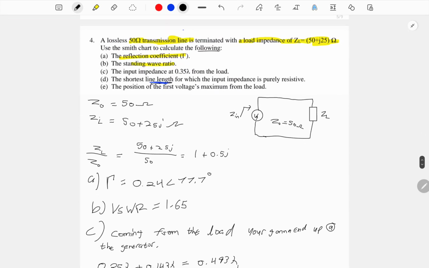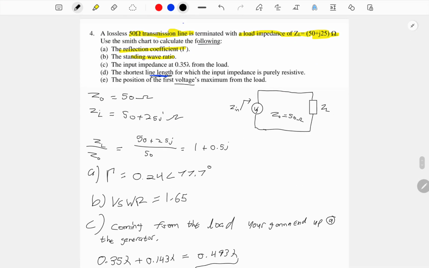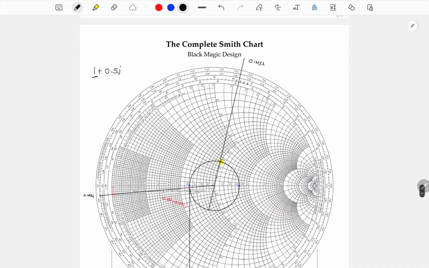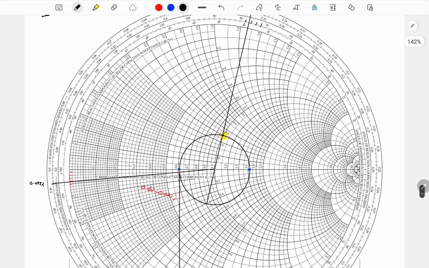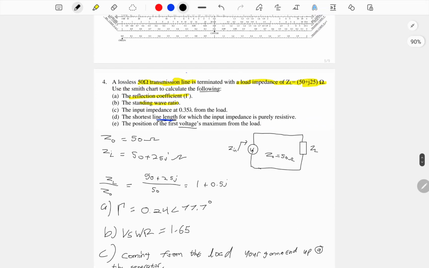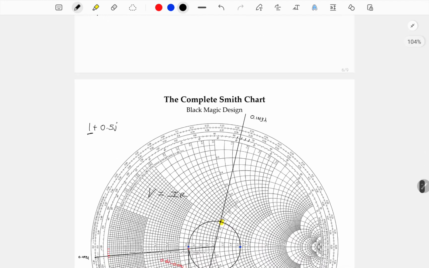And the position of the first voltage maximum from the load. So voltage maximum means short circuit. Let's not worry about the circuit. Look at the Smith chart. So the position of the first voltage maximum, so where voltage is maximum? Where does it say voltage on the Smith chart? There's no voltage, there's no current. It doesn't say, but think about it like this. V is equal to IR. So if R is infinity, then V is also infinity.